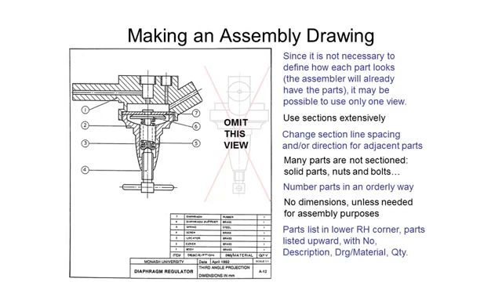Finally, we include a parts list in the lower right hand corner. The parts list is listed upwards, so we have number 1 starting at the bottom here, and then we go up to number 7 here. We have the item number, then the description, then the drawing number and material. Sometimes these are combined into one column, however you can also have them separately. And then we have the quantity of each of these parts.